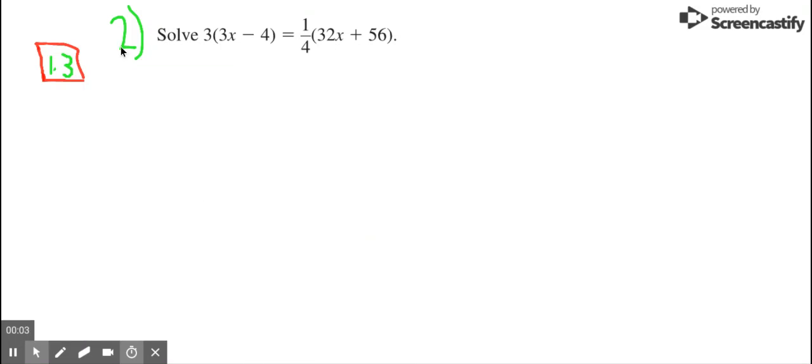Welcome back to example 2 of lesson 1.3, solving with variables on both sides. This time, when we're solving, you can see that there's more to do than just start adding and subtracting.